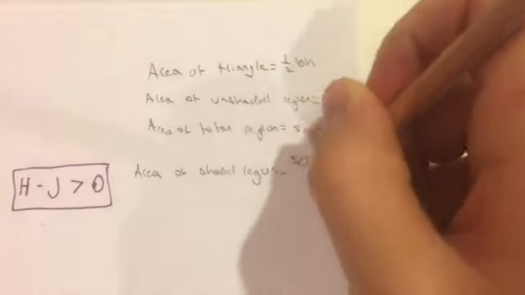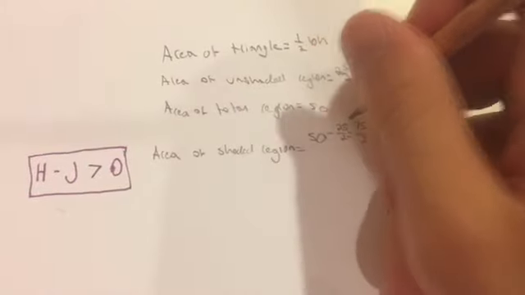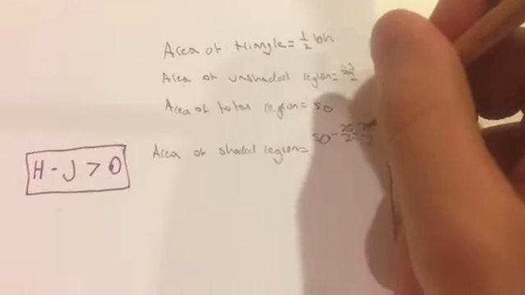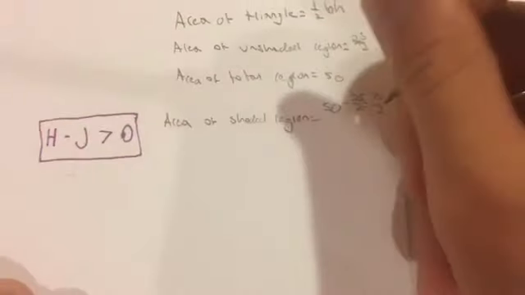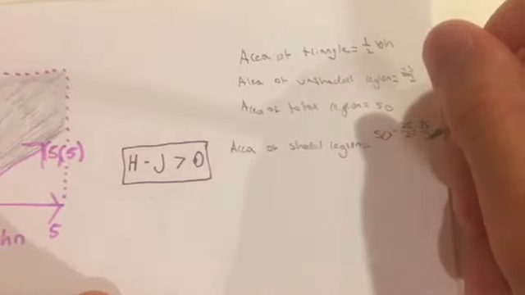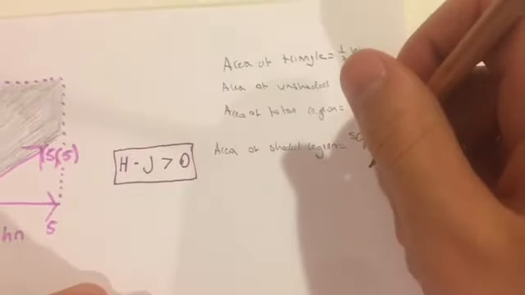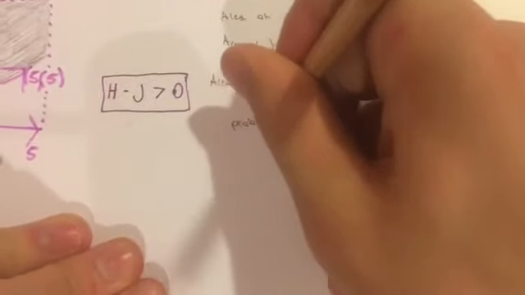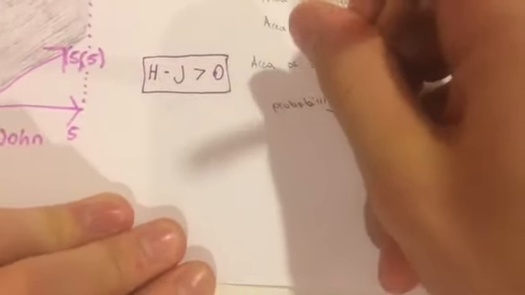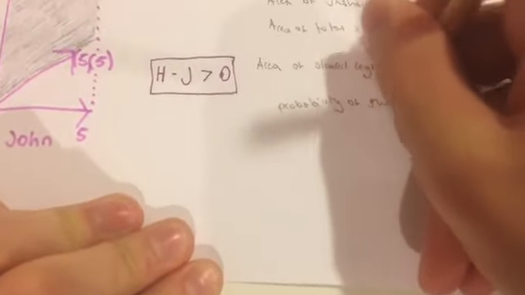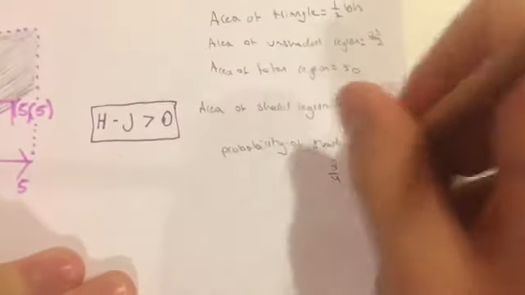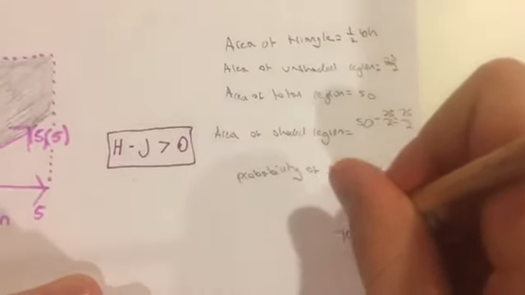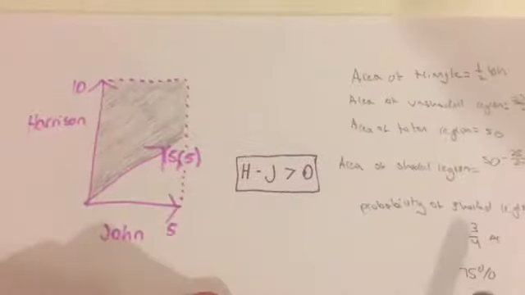So 50 over 1 becomes 100 over 2, and 100 minus 25 is 75, so we get 75 over 2. Now, 75 over 2 is 37.5, and 37.5 out of 50 is the probability of the shaded region, which equals 3/4, or 75%. So the probability of Harrison scoring more points than John is 75%.